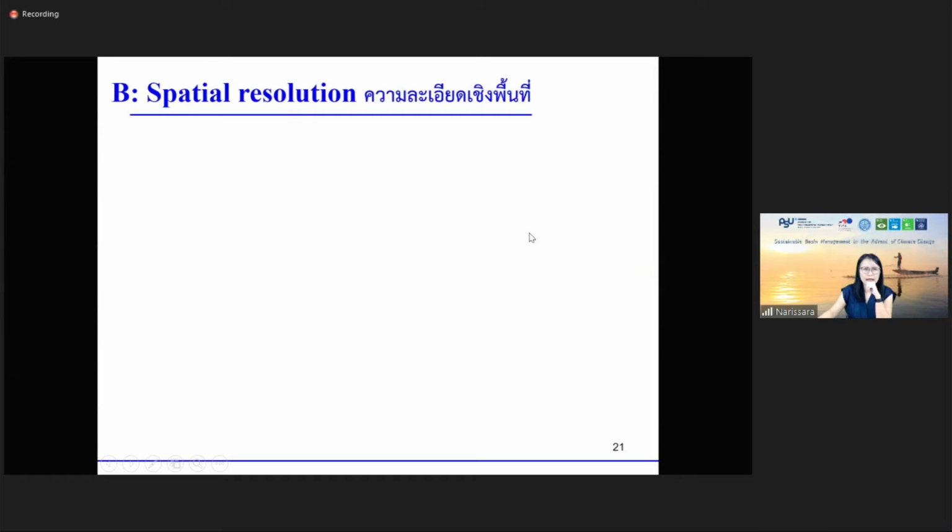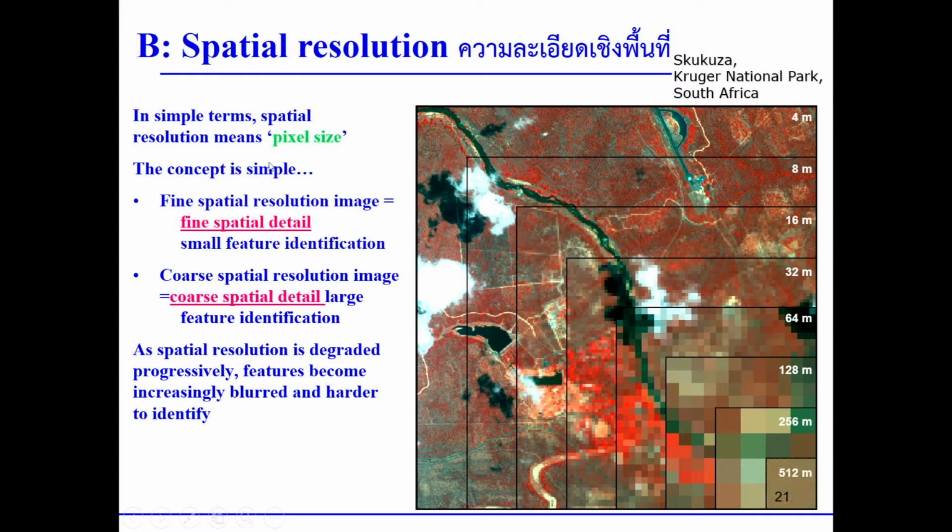And then go to the spatial resolution. If you have different resolutions, you can get different information, even in the same area. It means before you work on this, you have to know what kind of resolution you want. If you have a higher resolution, you will get higher information.